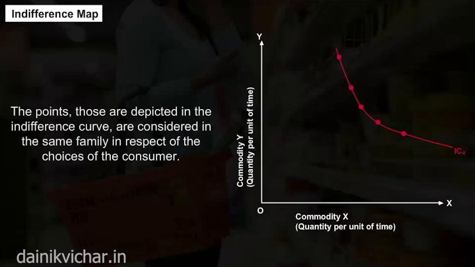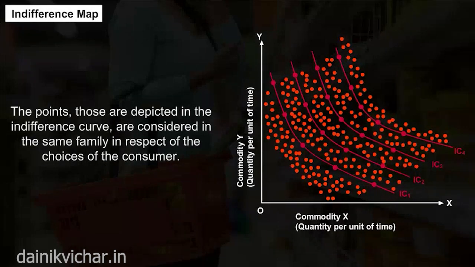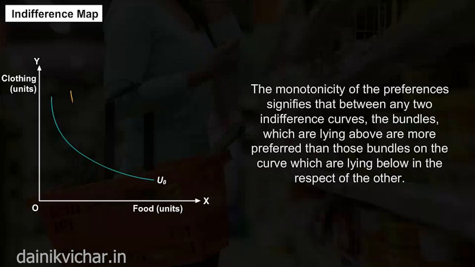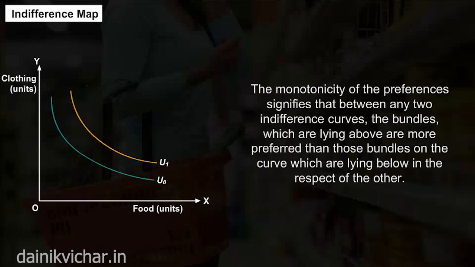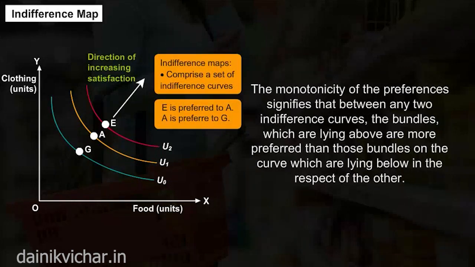Indifference map. The points depicted on the indifference curve are considered to be in the same family in respect of the choices of the consumer. The monotonicity of the preferences signifies that between any two indifference curves, the bundles lying above are more preferred than those bundles on the curve lying below.